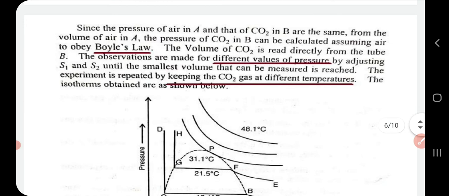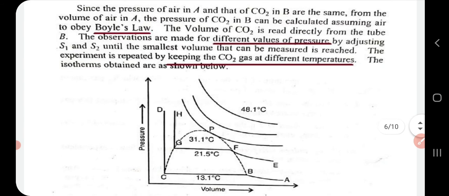After conducting the experiment, these are the isotherms that we get. Isotherms means a graph that shows the variation between pressure and volume at different temperatures. Since the pressure of air in A and that of carbon dioxide in B are the same, from the volume of air in A, the pressure of carbon dioxide in B can be calculated. That is how the experiment ends. The volume of carbon dioxide can be directly read from tube B, because the capillary tube has markings which show the reading of the volume. Similar observations are made for different values of pressure. How? By adjusting the screws S1 and S2.